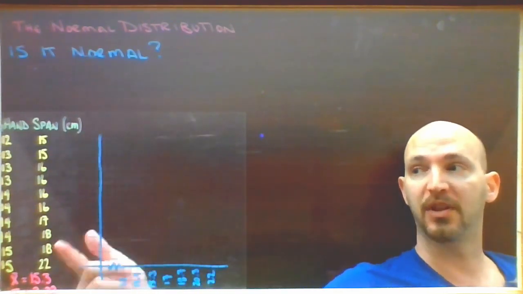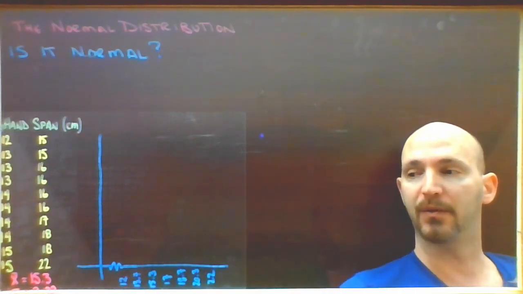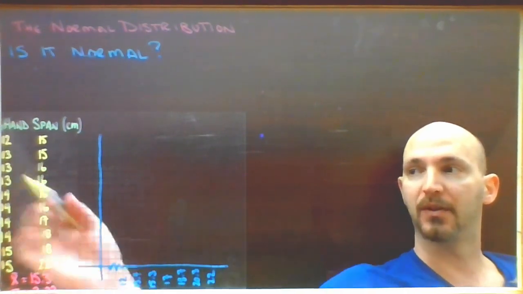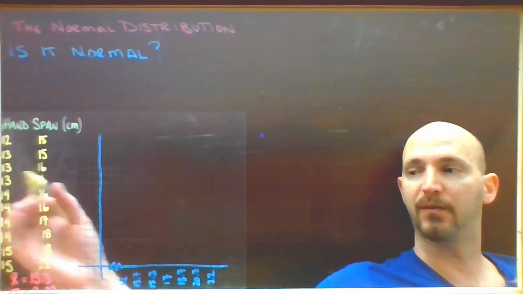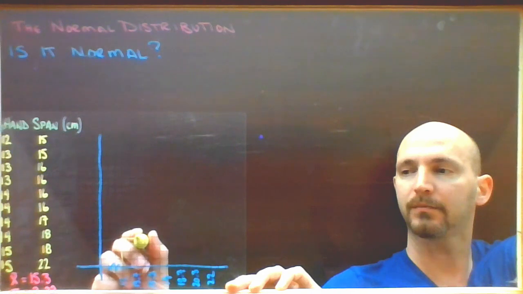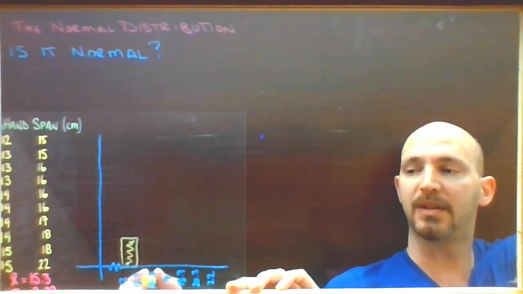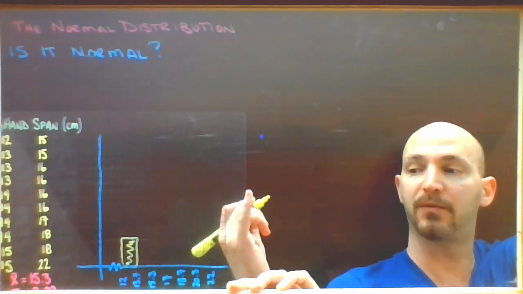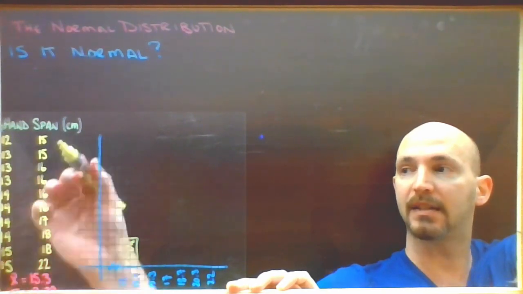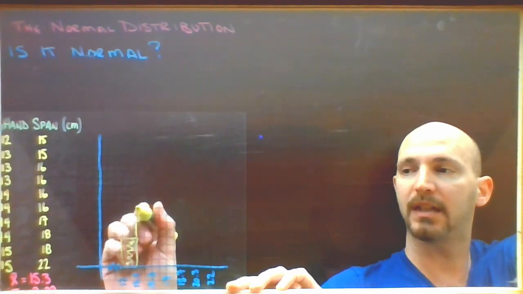So I went and pre-chopped this up into 1, 2, 3, 4, 5, 6 bins. So the first one would be the 12s and the 13s. So there's 1, 2, 3, 4 of them. And then 13.7 to 15.3 would be the 14s and 15s. There's 1, 2, 3, 4, 5, 6, 7, 8 of them.